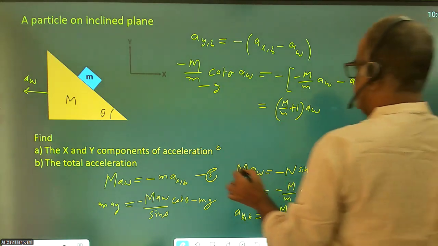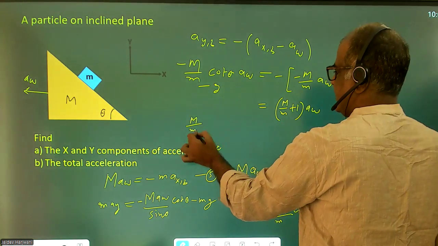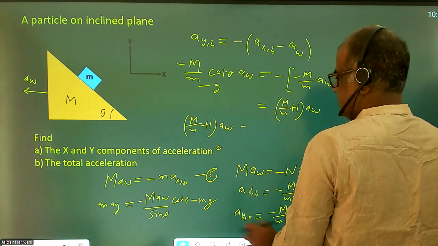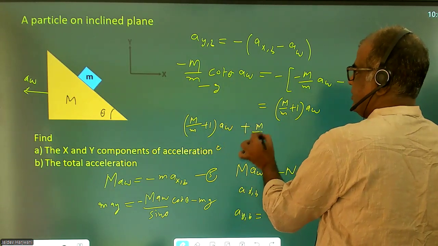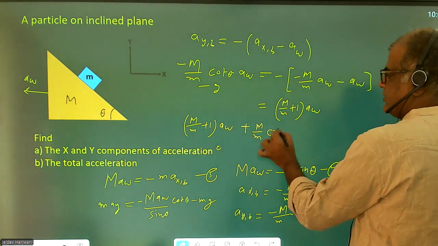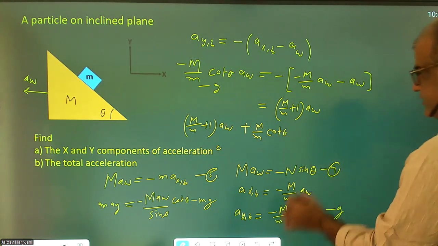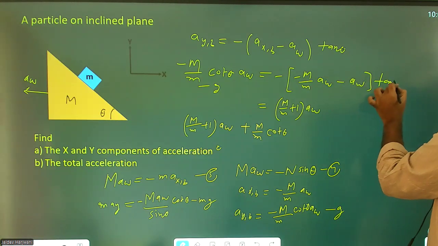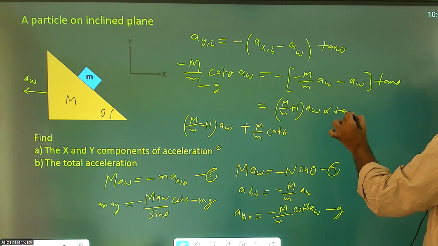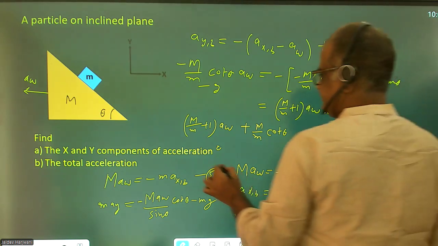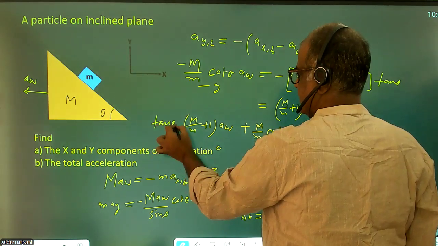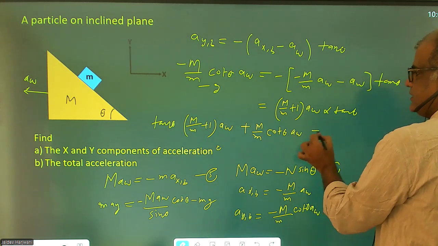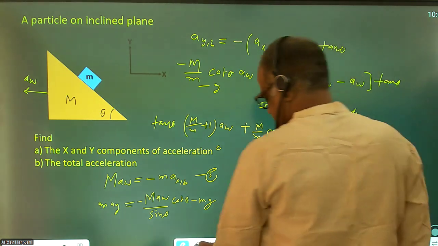So now if I solve this one, this gives me m upon M plus 1 times acceleration of wedge plus m upon M cot theta. Of course, here there was a tan theta also. Tan theta here, tan theta, cot of theta a wedge is equal to g. Let us simplify this equation.